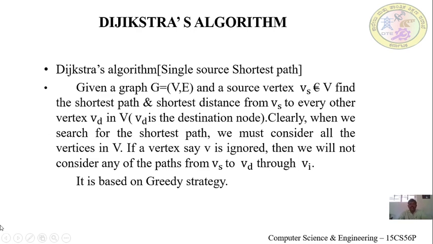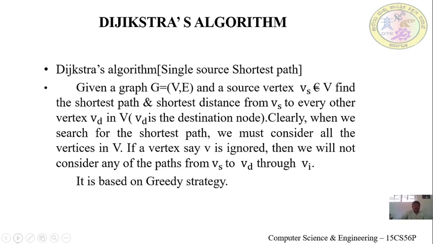So it clearly indicates that when we search for the shortest path, we must consider all the vertices in V. Means when we consider all the vertices or the remaining vertices, we need to find the shortest path from the source to the remaining nodes. And then that should be recorded.